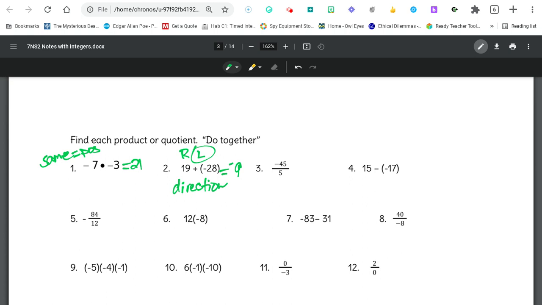All right. On number 3, this bar means divide. So that's a negative divided by a positive. Those are different signs, so I end up with some negative. I end up with negative 9.